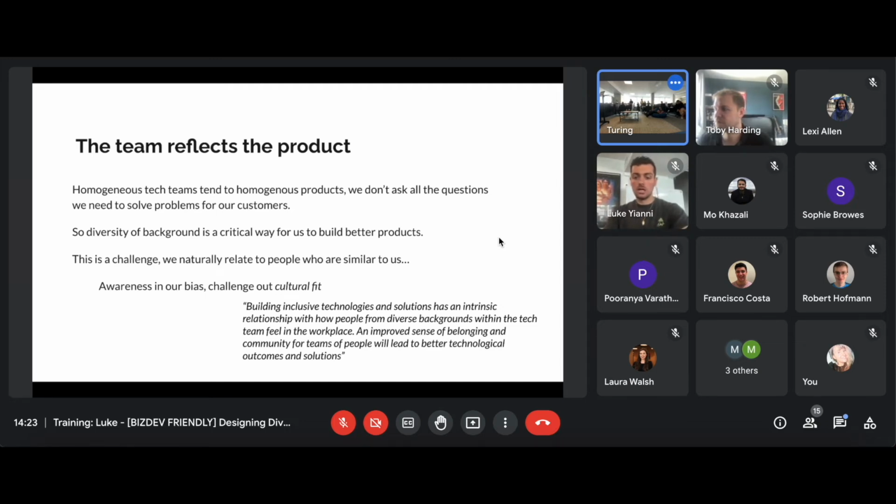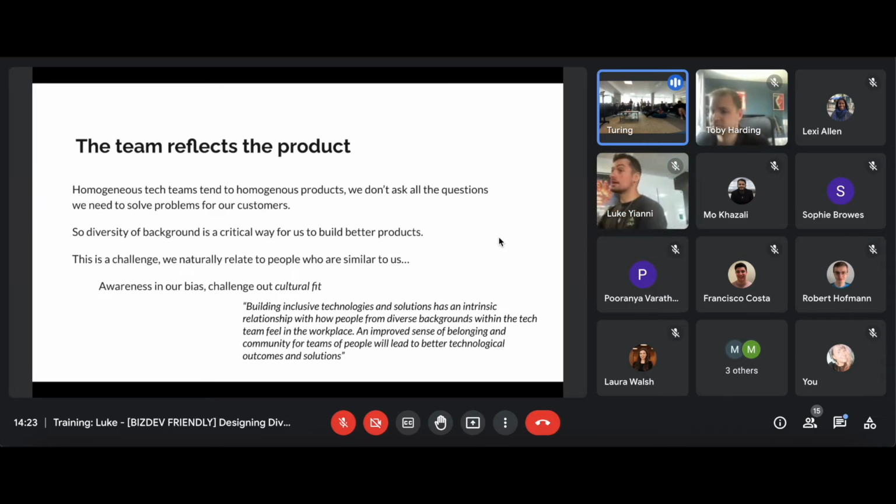I think this was a really awesome explanation of how you build inclusive technologies in one of the talks that I listened to. It says building inclusive technology and solutions has an intrinsic relationship with how people from diverse backgrounds within the tech team feel in the workplace.